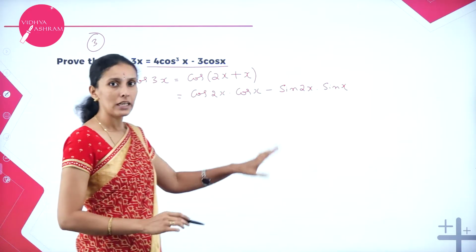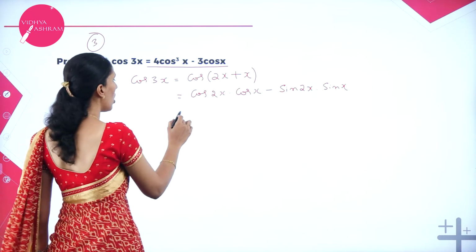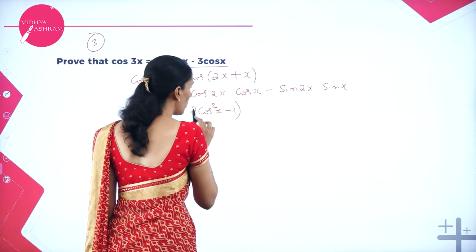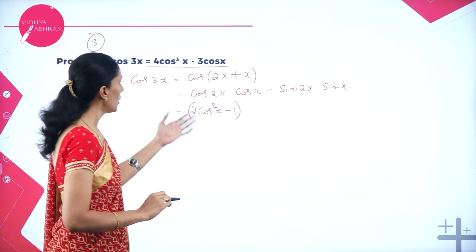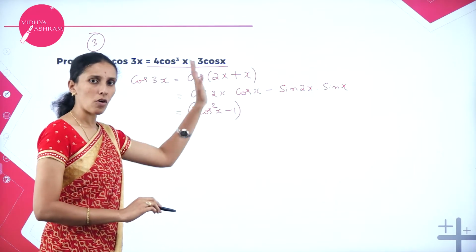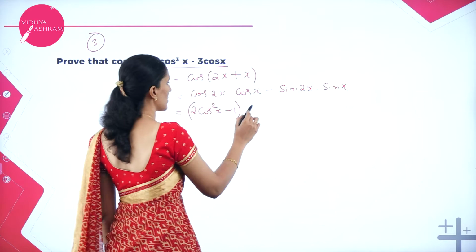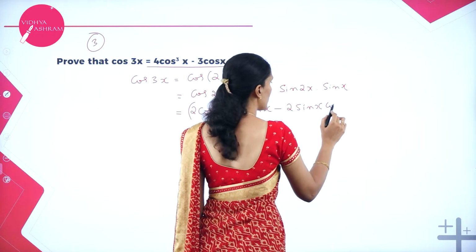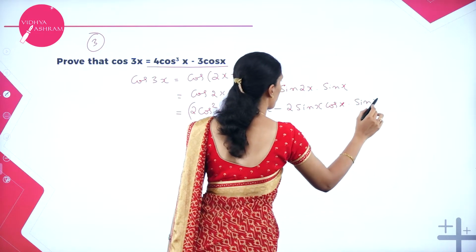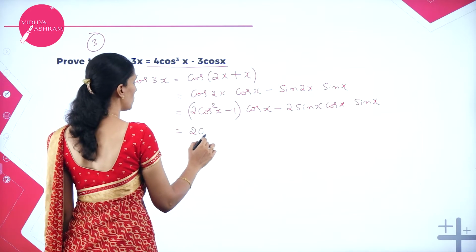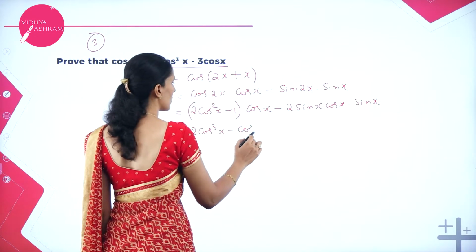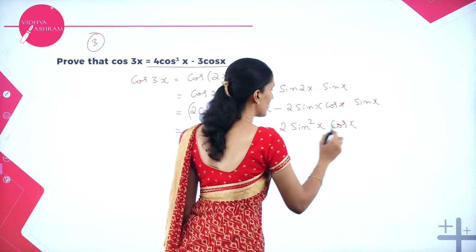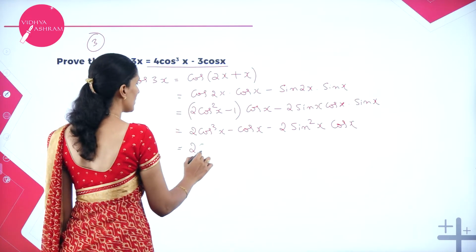So whenever you get sin, convert it into cos. So now cos 2x can be written as 2 cos square x minus 1. Don't use cos square x minus sin square x. Here you need only the cos function. So substitute all the terms with cos only. So cos x minus, here it is, 2 sin x cos x into sin x. Now when you multiply this, this becomes 2 cos cube x minus cos x minus 2 sin square x into cos x. Again you got sin square, replace it with 1 minus cos square x there.